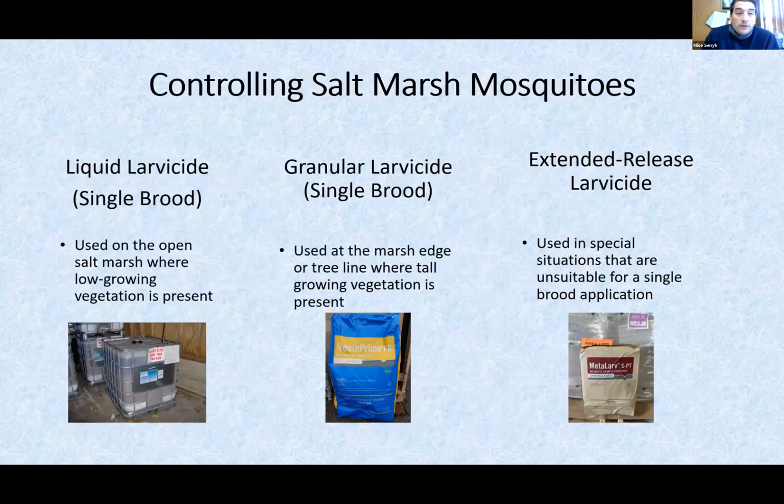When controlling salt marsh mosquitoes, I kind of broke this into three categories. We have liquid larvicide, single brood. This is used on the open salt marsh where low growing vegetation is present. We have granular larvicide, single brood, which is used at the marsh edge or at the tree line where tall growing vegetation is present. And we have extended release larvicide, which is used in special situations that are unsuitable for single brood. I'll get to that shortly.